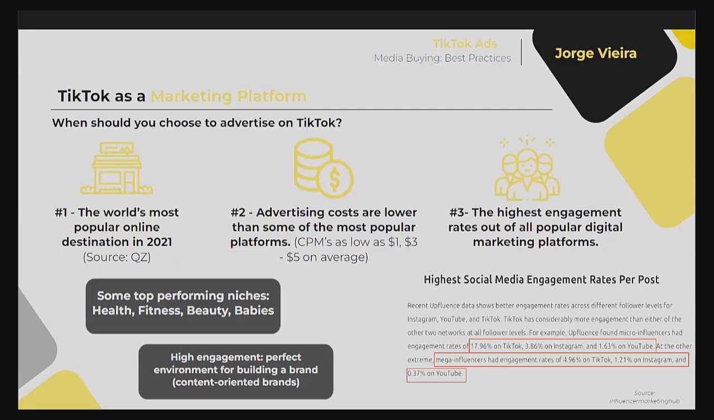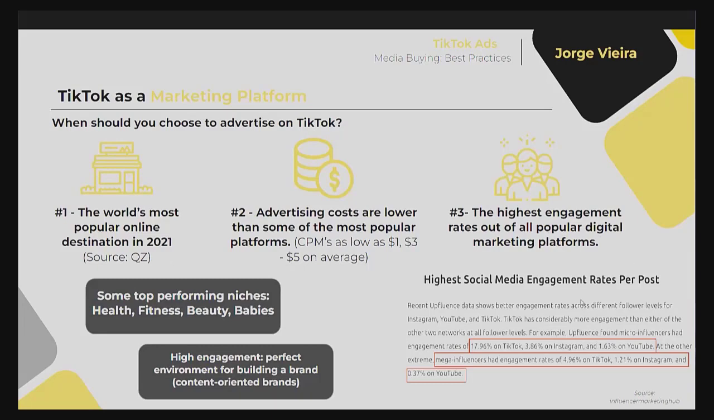But it's not a platform that can be used for all niches indiscriminately. So that's what we're going to talk about next. It does have the highest engagement rate out of all digital marketing platforms currently being used, and that is a very relevant point that I'm going to get back to.